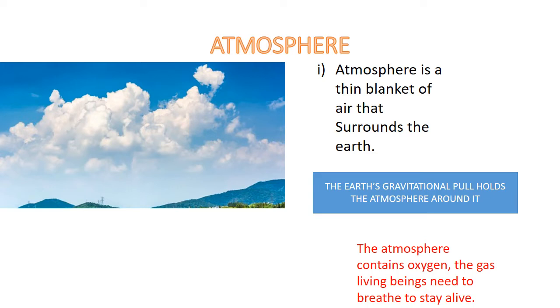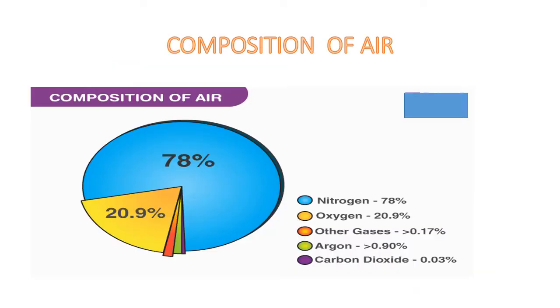Atmosphere. The air which surrounds the earth is called atmosphere. You all know that earth has gravitational force. So earth's gravitational pull holds the atmosphere around it. So let us know what are the constituents of atmosphere. It is a mixture of gases, water vapor and dust particles.